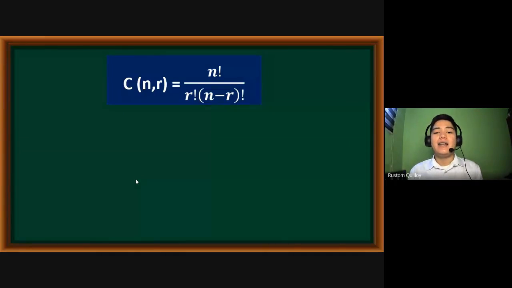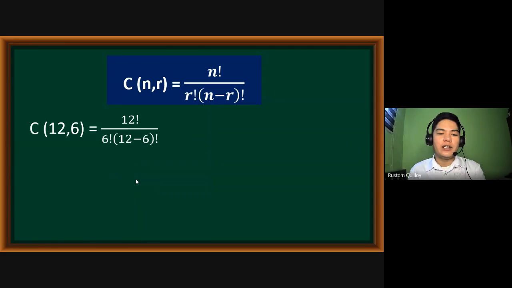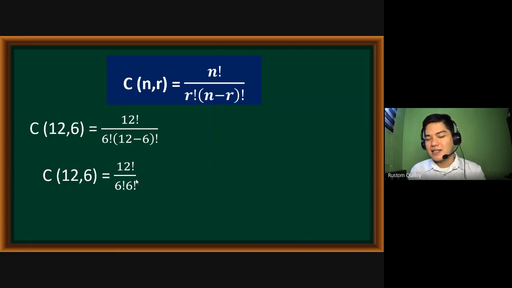Okay, ang ating formula n factorial over r factorial quantity n minus r factorial. So 12 factorial divided by 6 factorial quantity 12 minus 6 factorial. So unahin natin yung 12 minus 6. So 12 minus 6 is 6 factorial. So parehas 6 yung nasa ilalim. So wala na tayong choice kundi si 6.